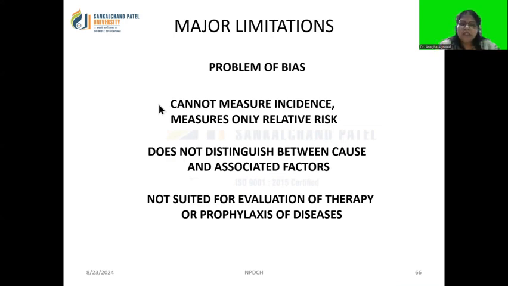So with this, I would like to end my session on case control study. In the next session, we'll be learning about cohort studies. Thank you.